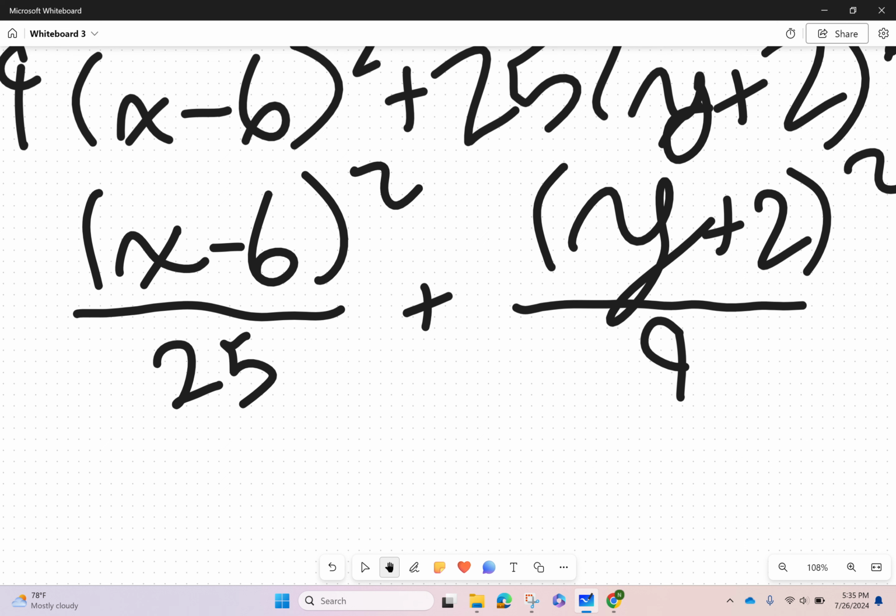And so that's very useful because that tells us about our axes. Our x-axis is going to have a distance of 5 away from the center. The way I know that is because to find the distance away from the center, you take the square root of the denominator. So the square root of 25 is 5. So I know that the 2 vertex points are going to be 5 units away from the center. And the same way with y, I know that they're going to be 3 units away from the center.